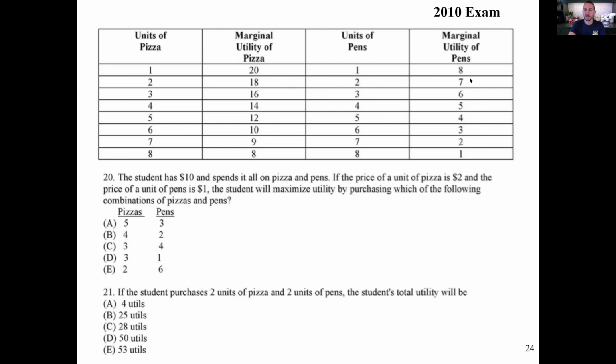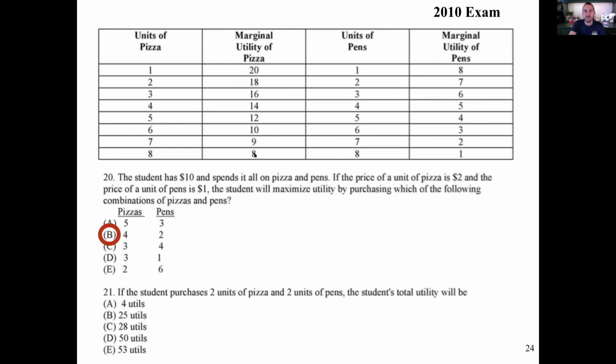You've spent all your money, and you've maximized your utility there. Okay. It says if the student buys 2 units of pizza and 2 units of pens, what's the total utility? What a lot of people are going to do is they're going to say, well, 2 pizza, 2 pens, so 18, 7, so 25. That's wrong.